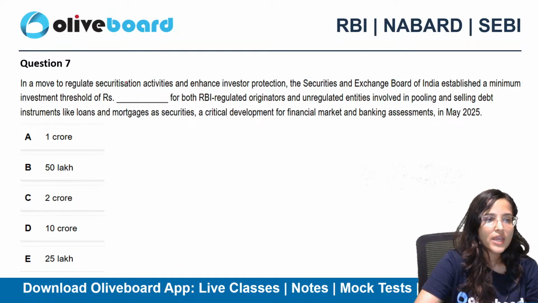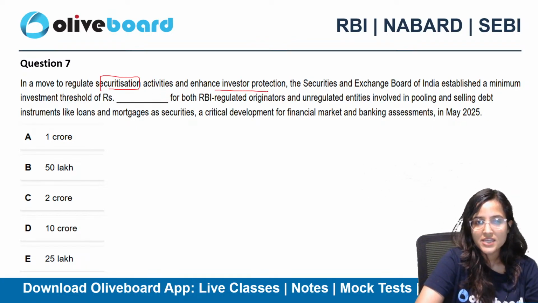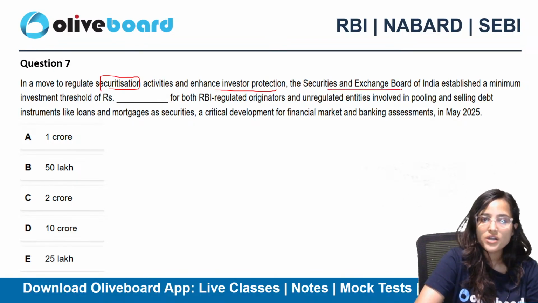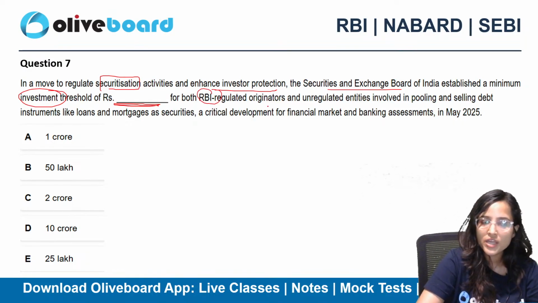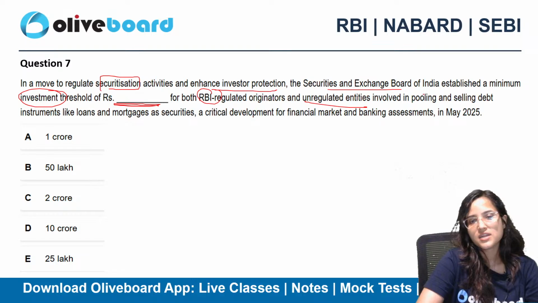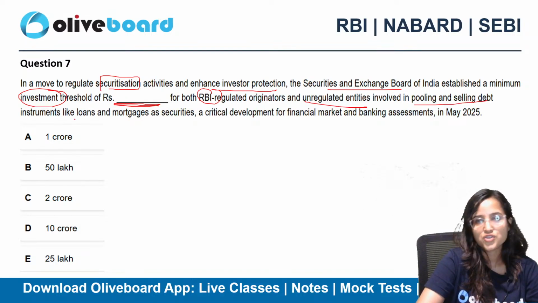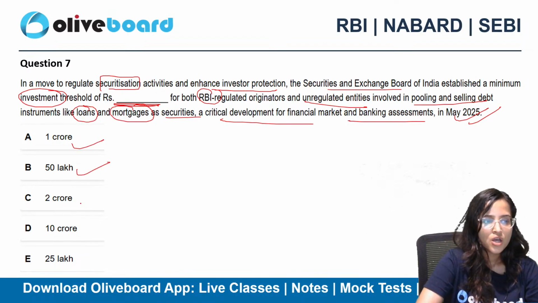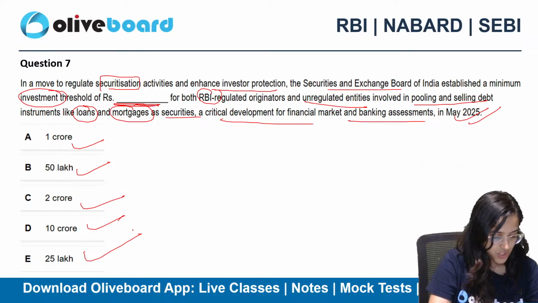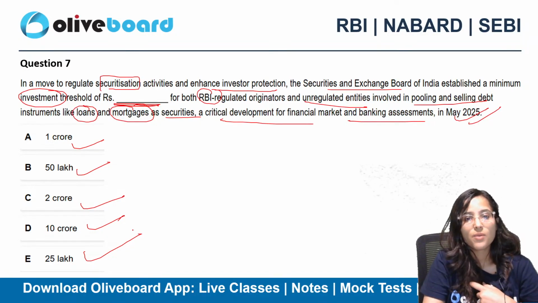In a move to regulate securitization activities and enhance investor protection, the Securities and Exchange Board of India established a minimum investment threshold of rupees dash for both RBI regulated originators and unregulated entities involved in pooling and selling debt instruments like loans and mortgages as securities, a critical development for financial market and banking assessments in May 2025. What is the answer? How many rupees? 1 crore, 50 lakh, 2 crore, 10 crore or 25 lakh? So Jeevan is saying definitely 1 crore. Acha. What about others?